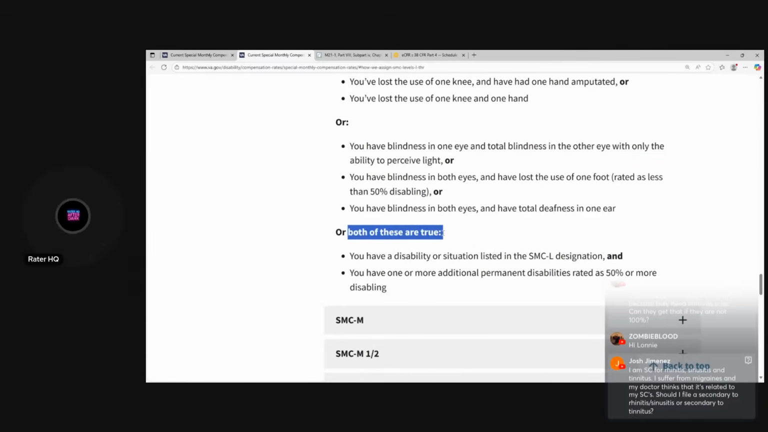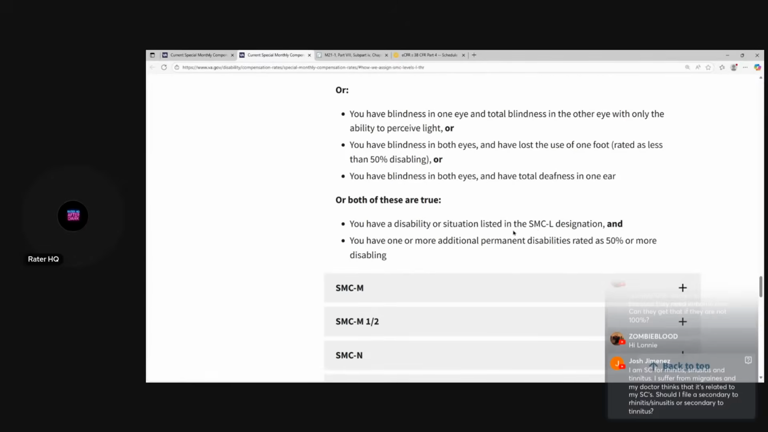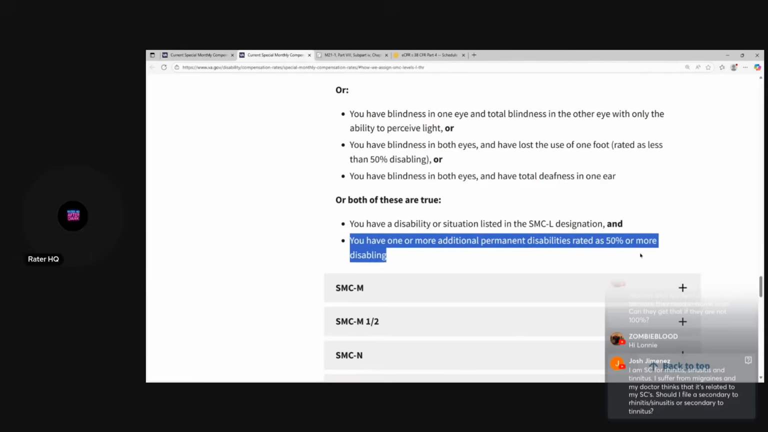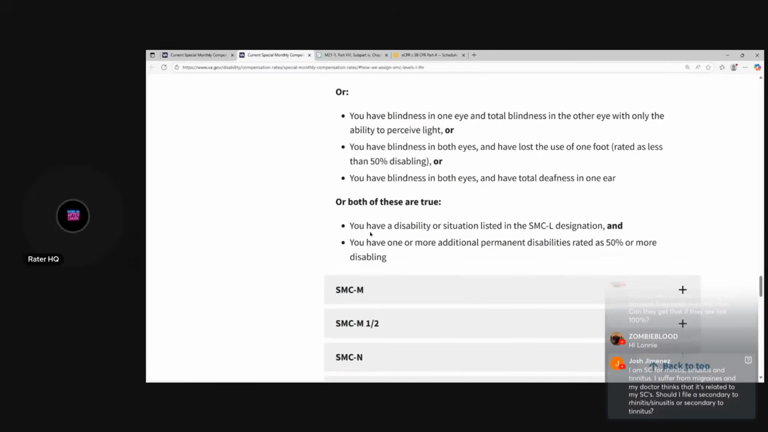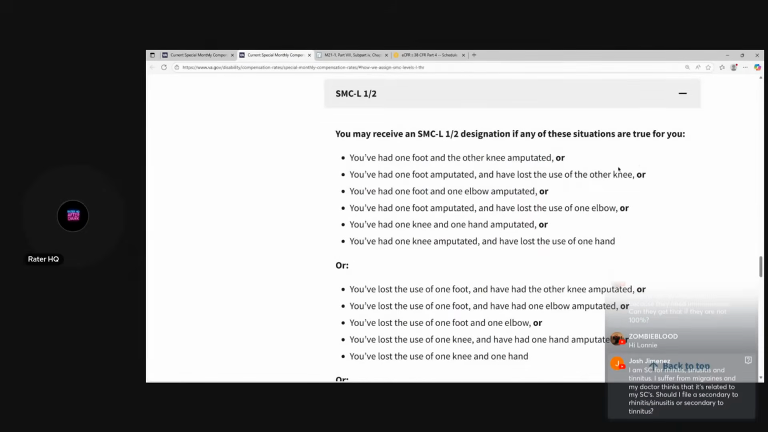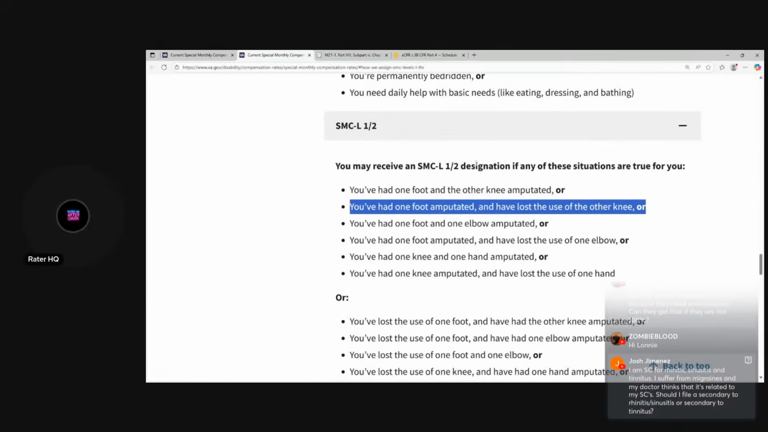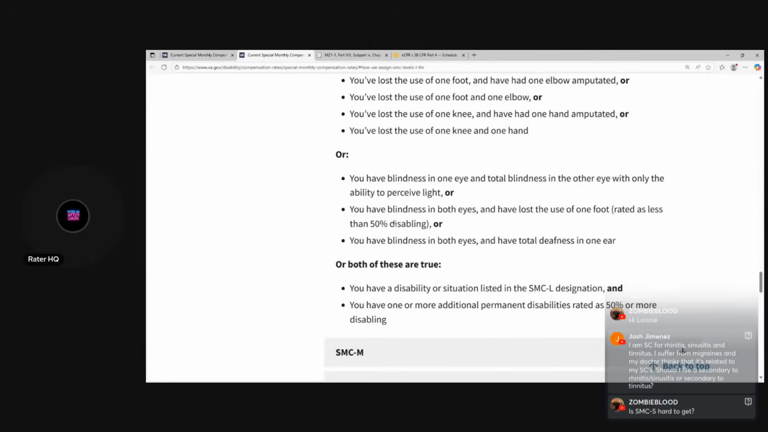Or, and now this is a change too. Both of these statements must be true. You have a disability or situation listed in L, fair enough, right? And you have one or more additional permanent disabilities rated at 50% or more. So this would be the easier one of these, unless you had this specific issue. So SMC L, that's how you get the half step in the current environment.